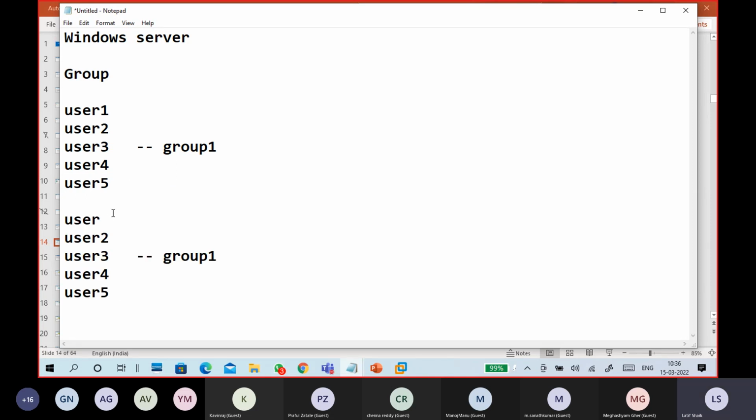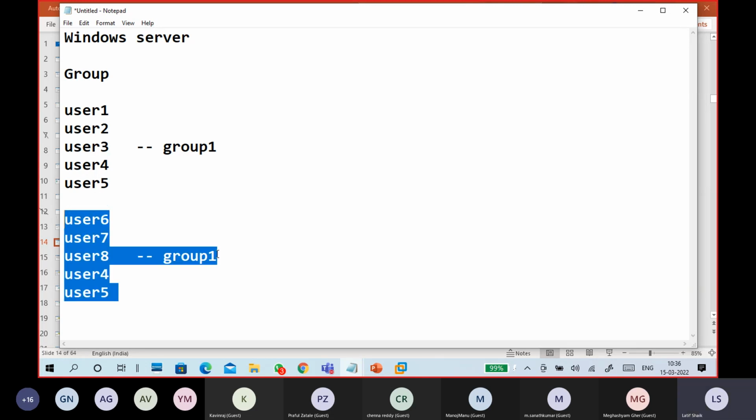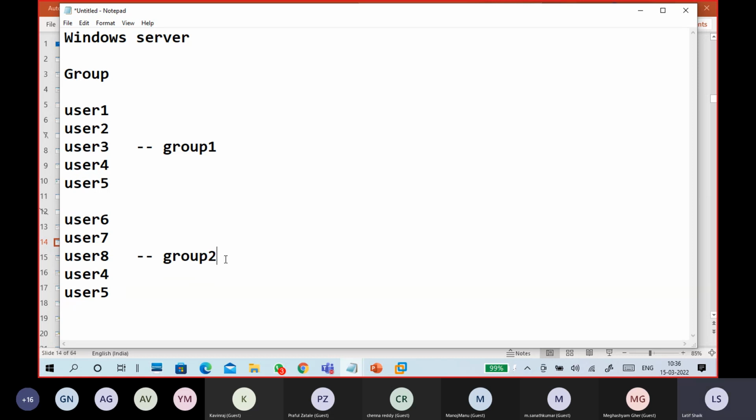So like this, multiple users you can put in a group. Okay. So you think I made a mistake? No, I did this wantedly. See, user 4, user 5 are listed here also. Why? Because user 4, user 5 are in group 1, and user 4, user 5 are also in group 2. It means a user can be in multiple groups. It does not require one user, one group; that formula is not there. A user can be in multiple groups.